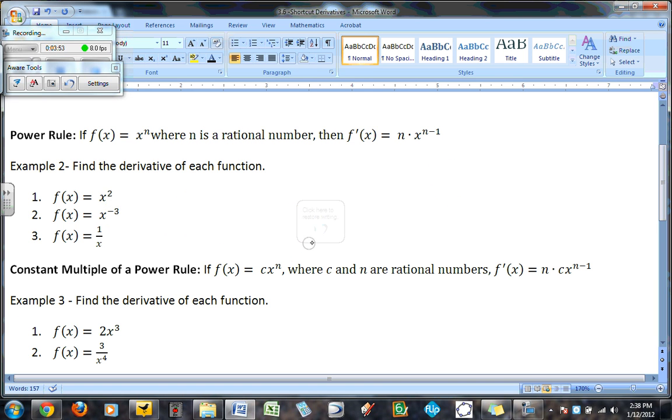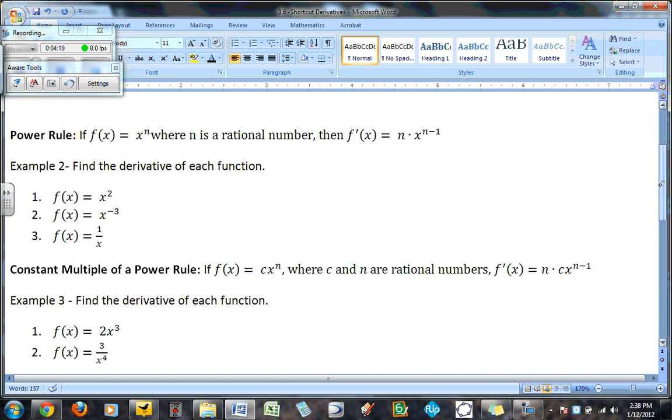All right. So then we have what's called the constant multiple of a power rule. The only difference between this rule and the power rule is that now we have a constant in front of our function. So now all we have to do is when we bring this power down, we have to multiply n times the constant. So we multiply the power times the constant in front of it.